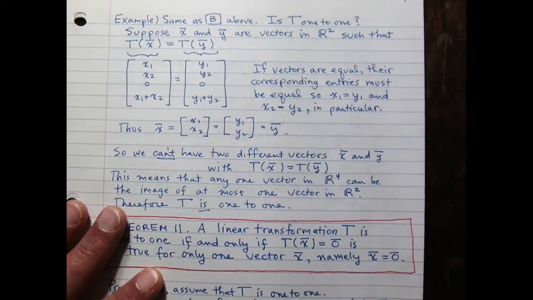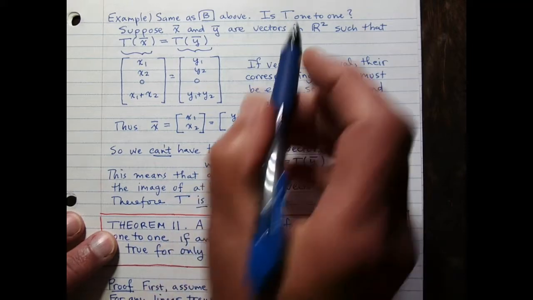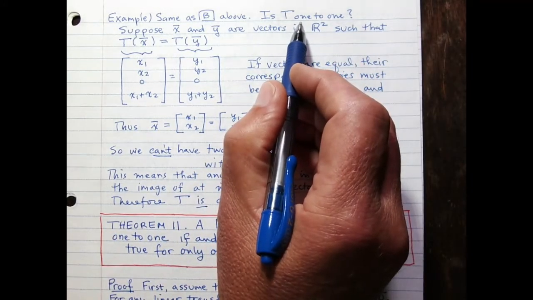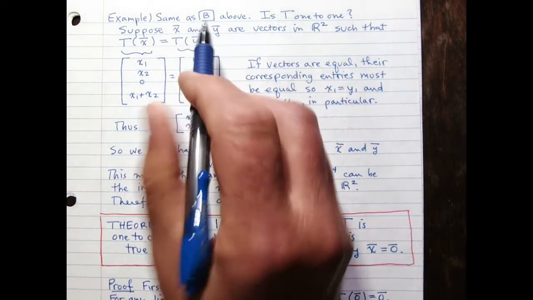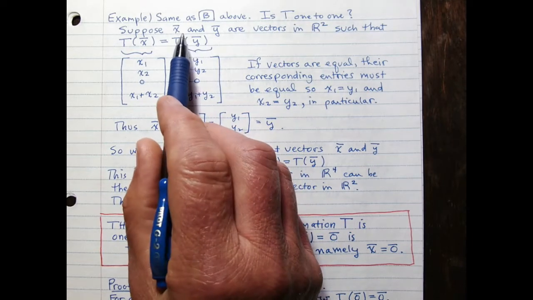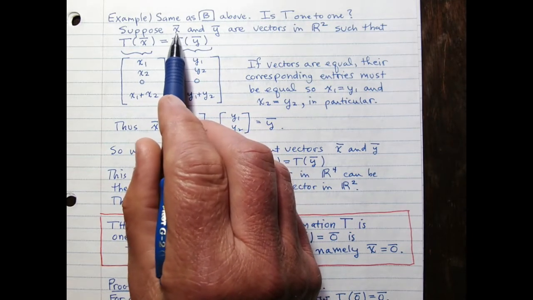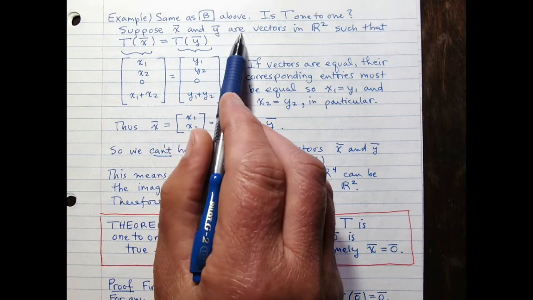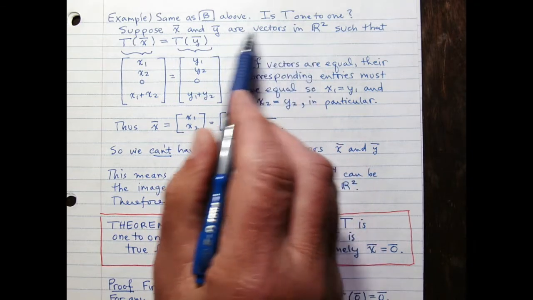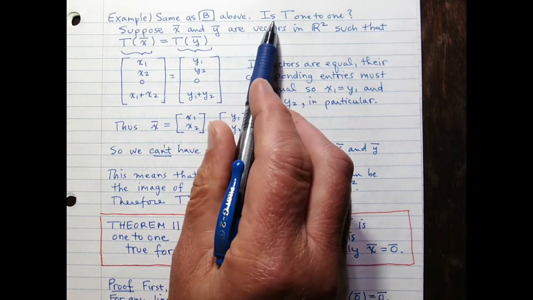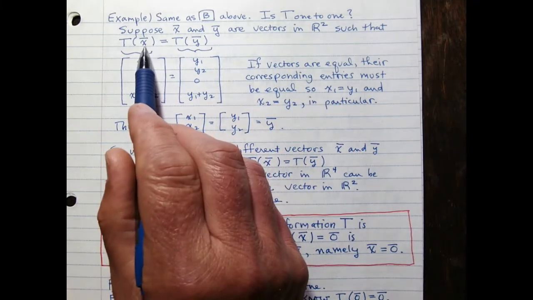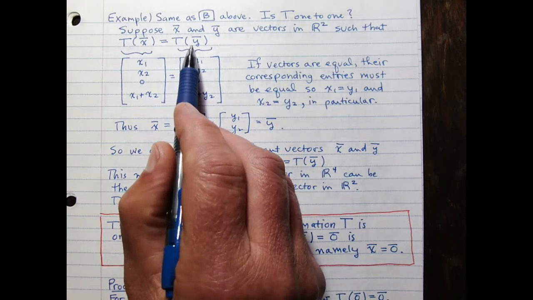Let's look at the second example from before. Is that transformation one-to-one? Now, how would you show that it's one-to-one? What you would have to do is say, well, suppose x and y are vectors in R2, so in the domain of this transformation, such that T of x equals T of y.